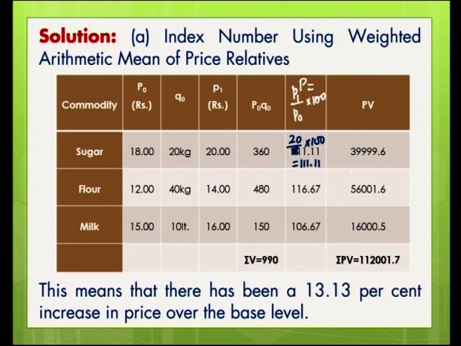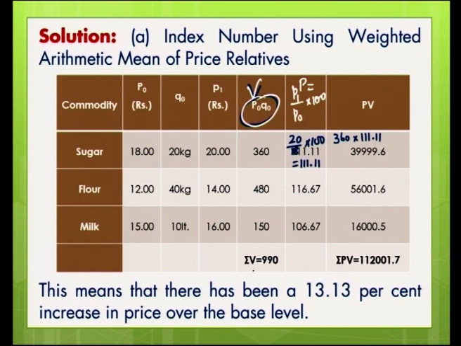So, this PV is 111.11 into the value. The value is this value, V, which is P naught Q naught. So, 360 into 111.11 is 39999.6, and it goes on like that. Similarly, the V value is 480 and 116.67 is the P value. So, P into V is 116.67 into 480, which is this.